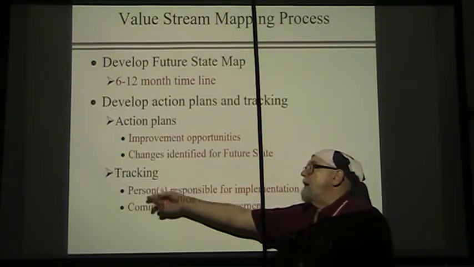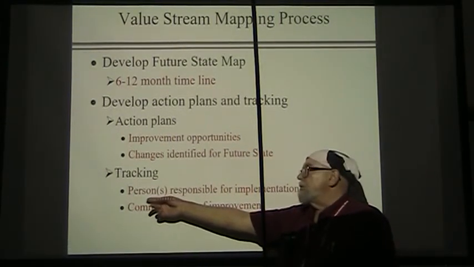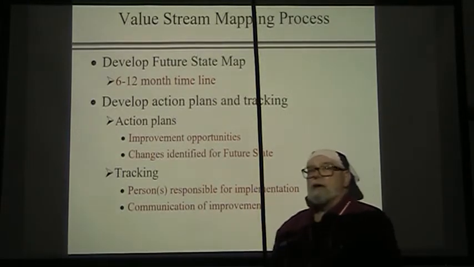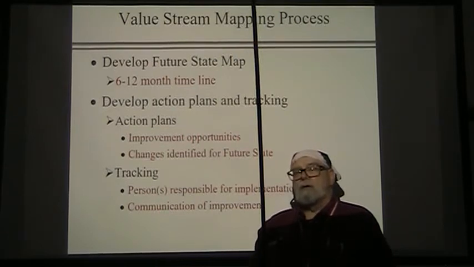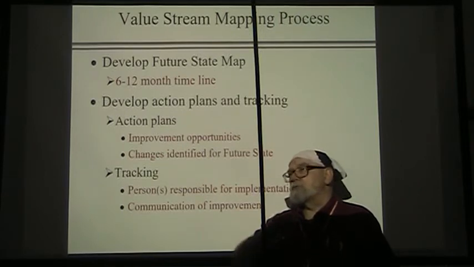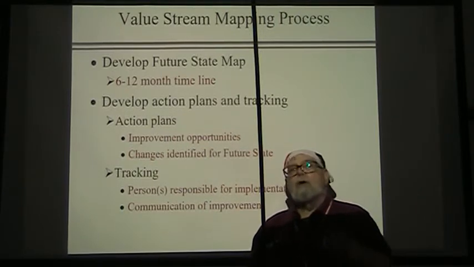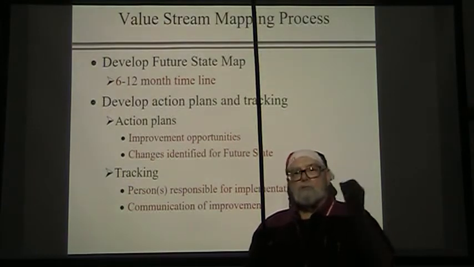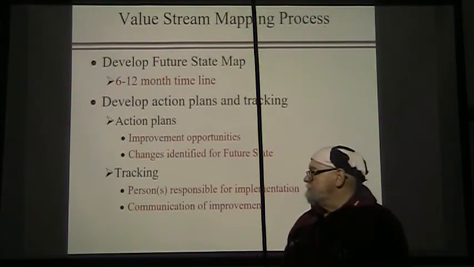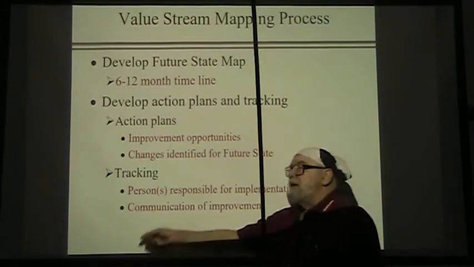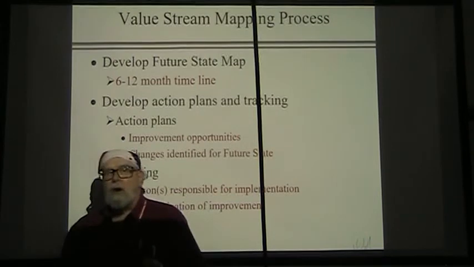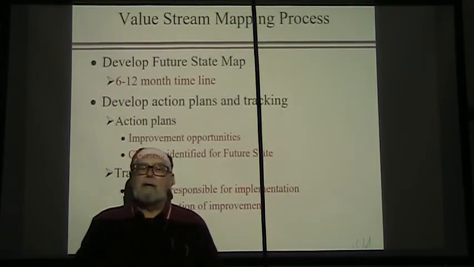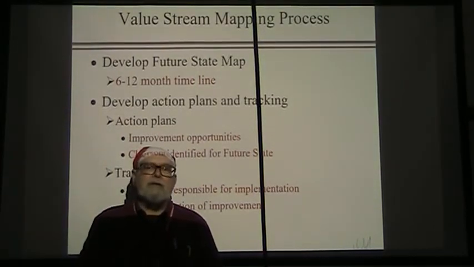So when we're tracking, who is the person or persons responsible for implementation? So often I've had to argue because people want to put down, oh, well, just put down the production manager. No, who is the production manager? Put his name down there. And we want to communicate our improvement. If people don't know what improvements are happening, they may think nothing is happening at all.